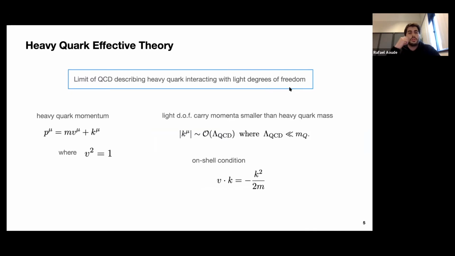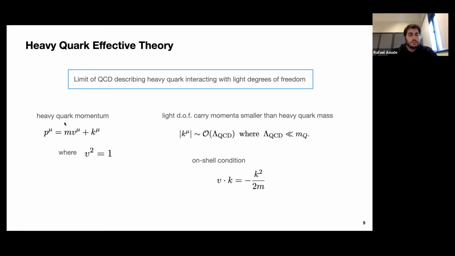Okay, so what is, again, heavy quark effective theory? It's a limit of QCD where you have a heavy quark interacting with light degrees of freedom, and these light degrees of freedom carry a momentum which is way smaller than the mass of the heavy quark. So this is very useful when you're trying to describe, for instance, the B meson decay, which has a heavy quark inside, like the b quark, which has a mass of order 4 GeV, and then the interaction scale is lambda QCD, which is way smaller than the mass of the heavy quark. So it's a very useful limit to describe this kind of system.